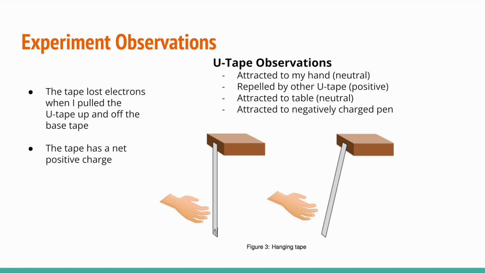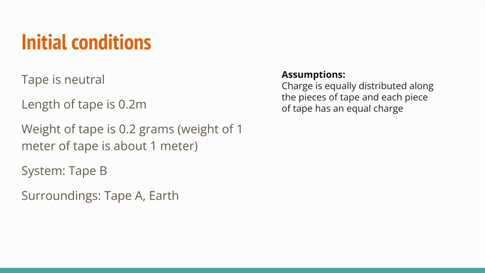These observations led me to believe that the tape lost electrons when I pulled the U-tape up and off the base tape. And it also made me believe that the tape had a net positive charge, because like charges repel and opposite charges attract.